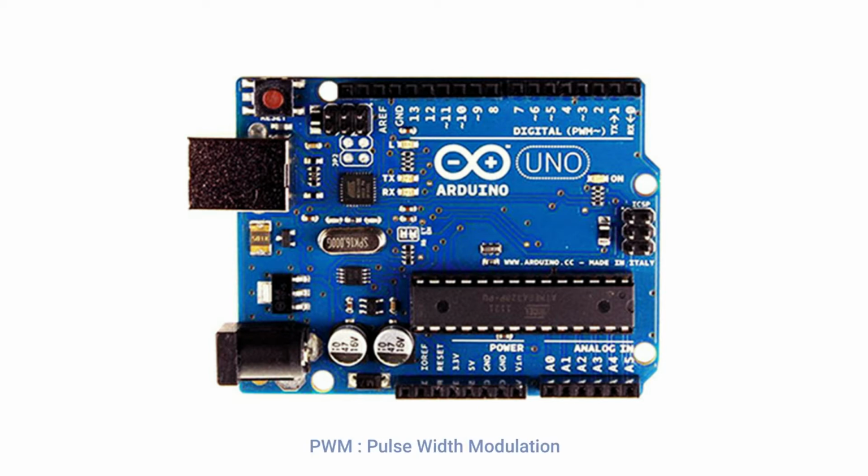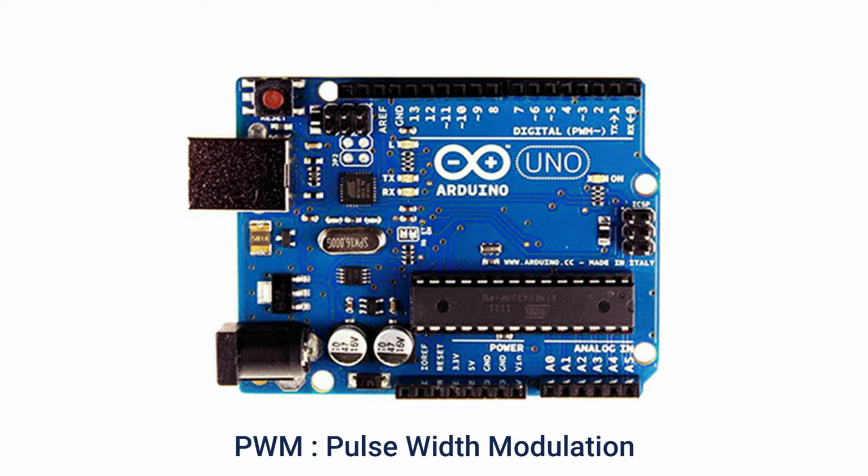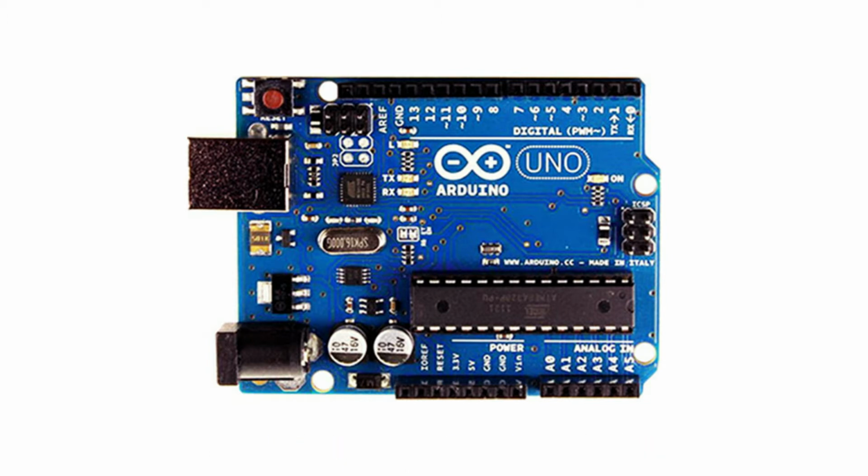PWM means pulse width modulation. With the help of a PWM pin on Arduino, we are able to generate analog output at a digital pin. For example, controlling the brightness of an LED or the speed of a DC motor. So guys, you may ask, how is this possible? How does a digital pin generate analog output?